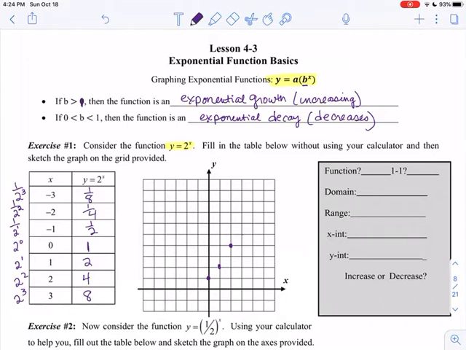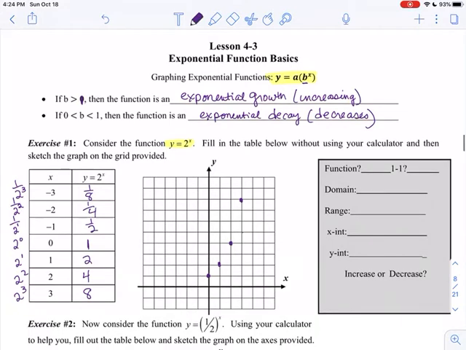So (0, 1) is a point, (1, 2) is a point, (2, 4) is a point, and (3, 8). 1, 2, 3, 4, 5, 6, 7, 8. And then the fraction ones you just have to estimate. So I got (-1, 1/2), (-2, 1/4), (-3, 1/8). So it's never going to touch 0. It's just going to get closer and closer and closer to 0. And then I'm just connecting these points. This is what an exponential growth looks like.